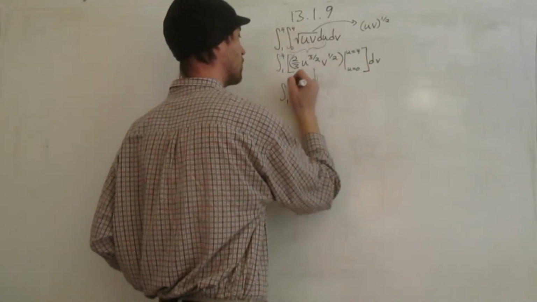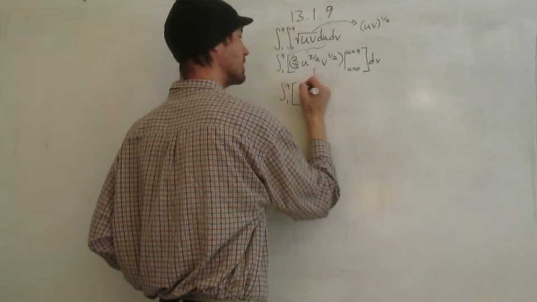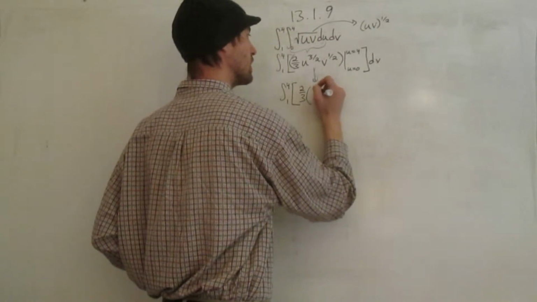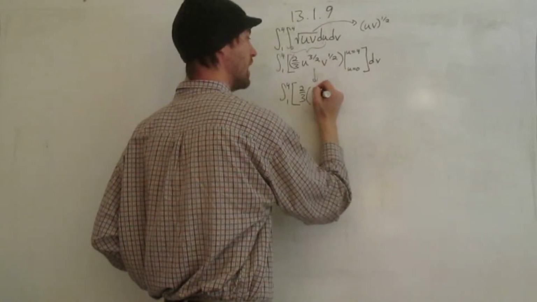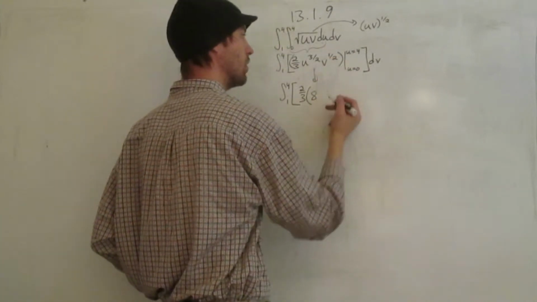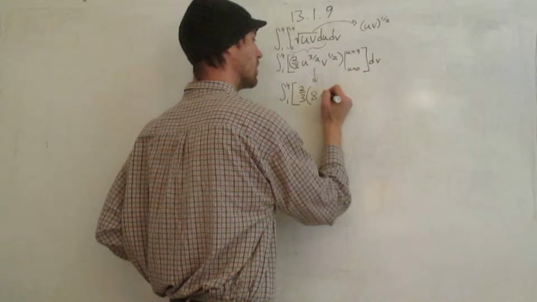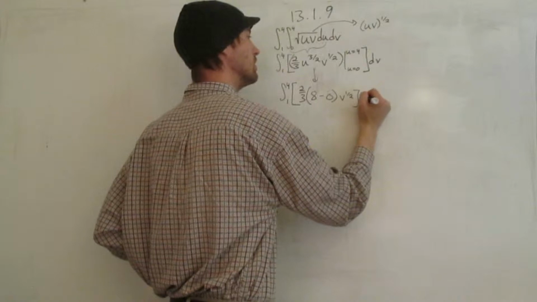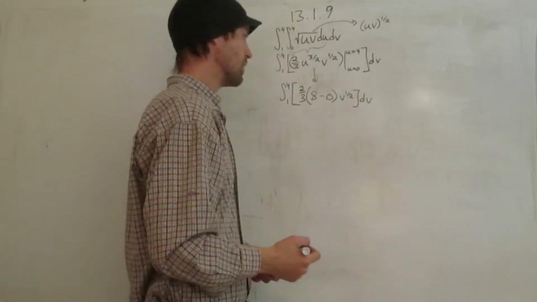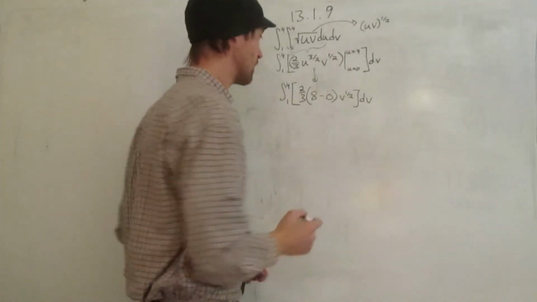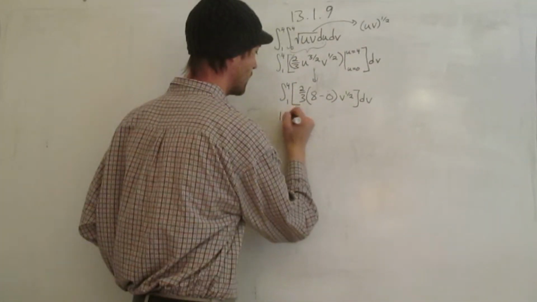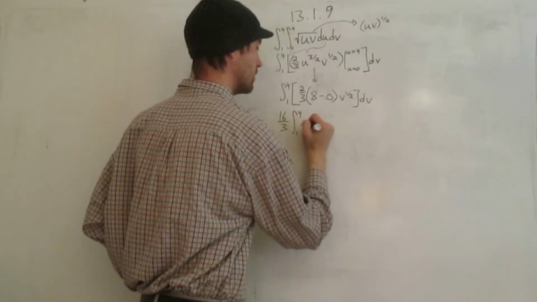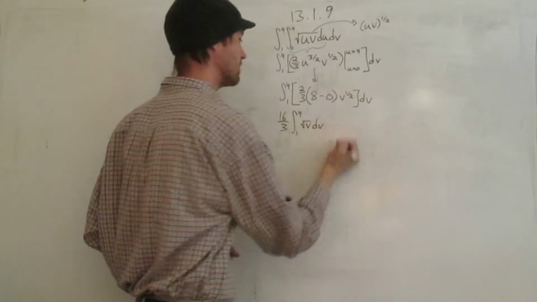So we get the integral from 1 to 4 of 8. We'll pull the 2/3 out because it's just a constant. We decided that this is 8, and plugging 0 in for u is just going to give us 0. So 8 minus 0 times v to the 1/2 dv. Okay? So this is 16/3, and we can pull that out of the integrand, and we get 16/3 integral from 1 to 4 of, you guessed it, square root of v dv.